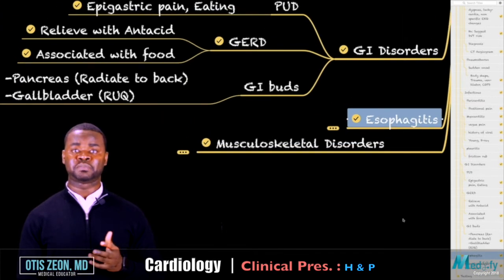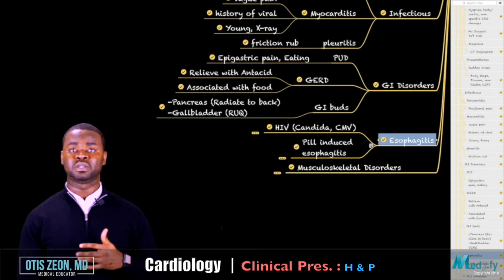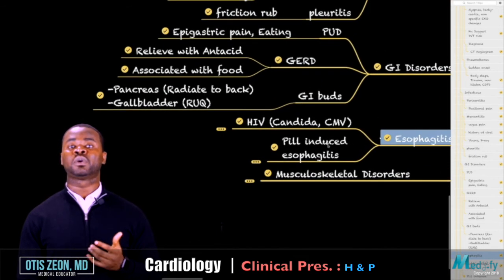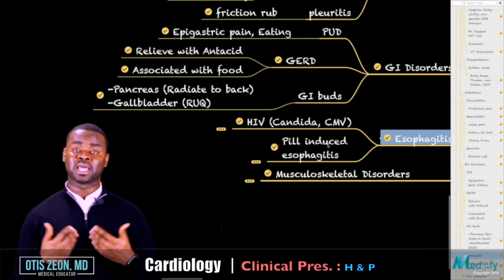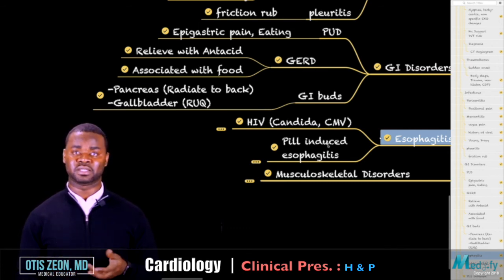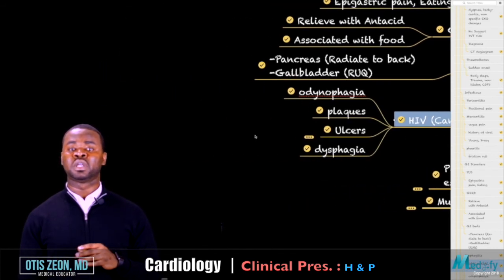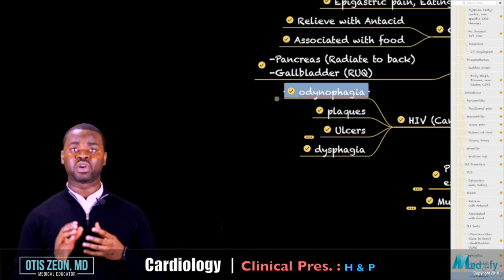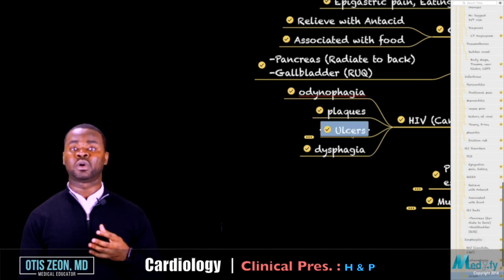Next is chest pain due to esophagitis. There are about two or three main reasons why a person may have esophagitis or chest pain induced by the esophagus. One is an individual who has HIV infection that can lead to candidiasis or cytomegalovirus, or an individual who takes in a lot of pills and it leads to pill-induced esophagitis. Let's talk about those with HIV who may get candidiasis or cytomegalovirus. In these individuals, when they have candidiasis or cytomegalovirus, it may lead to odynophagia, which is pain on swallowing. They may have plaques in their mouth. The plaque is important to distinguish the CMV from the candida. They may have ulcers. The ulcer is also important.